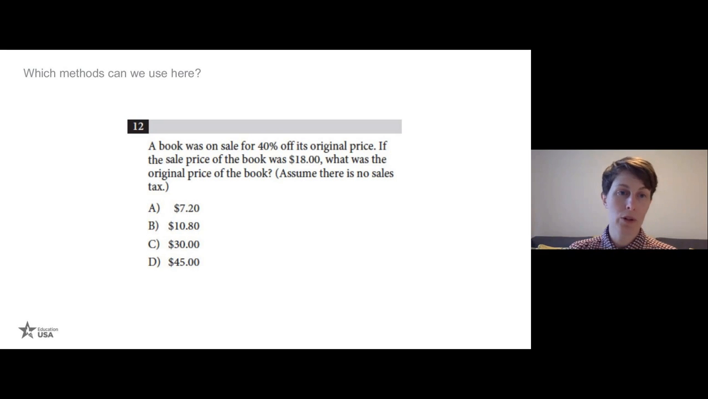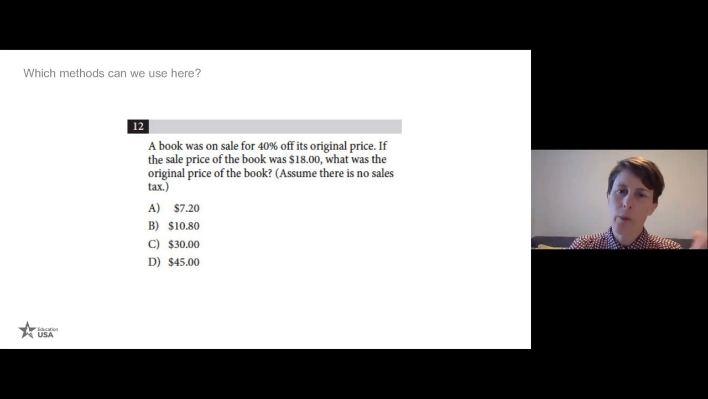So for this question, a book was on sale for 40% off its original price. If the sale price of the book was $18, what was the original price of the book? Assume there's no sales tax. Okay. We're in Oregon, apparently. Is there any Canadian provinces without sales tax? Maybe. In the US, Oregon is known for not having sales tax.